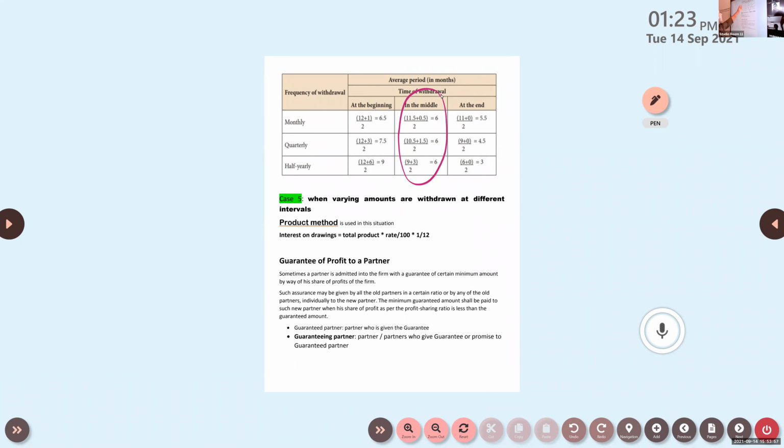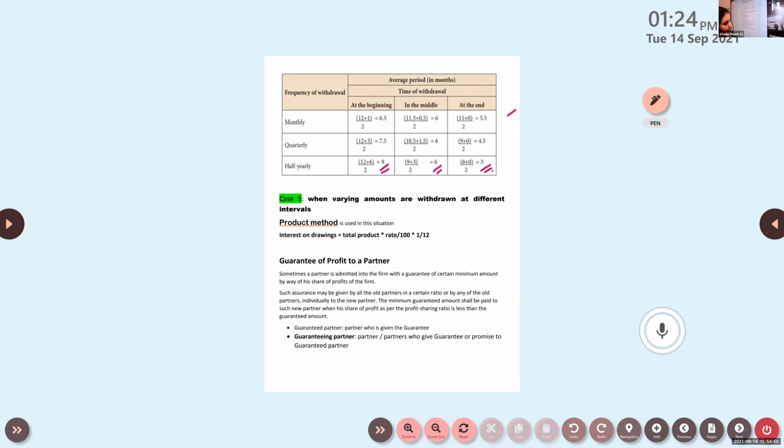Now, monthly by now we are okay with. Quarterly, it becomes at the beginning 7.5, middle 6, and at the end 4.5. Half yearly, that becomes at the beginning 9, in the middle 6, and at the end 3. 9, 6, 3. Easy to remember. Keep the order in mind: beginning, middle, end.